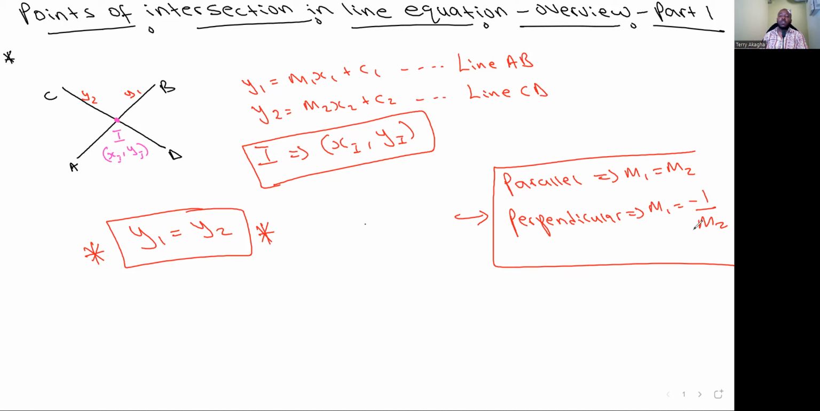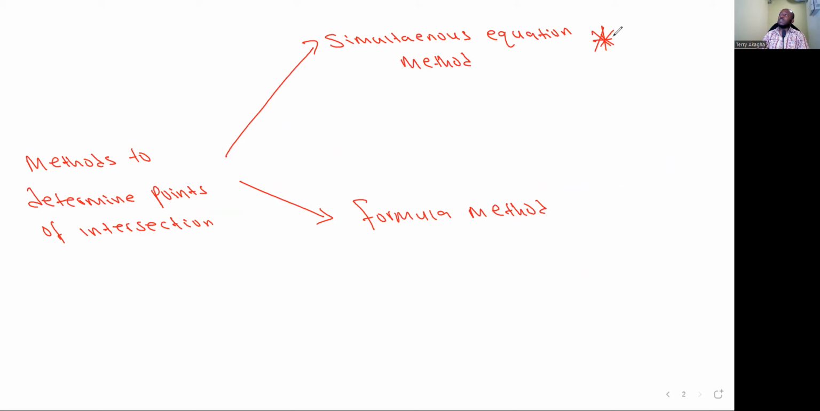Is that okay? So I'm going to see you in the next video. I'm going to go straight into talking about how we then find points of intersection using the simultaneous equation method.